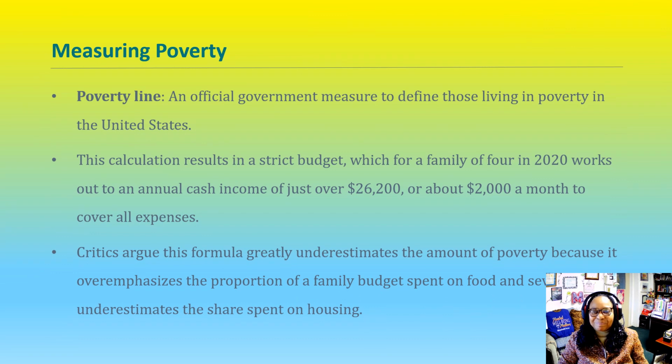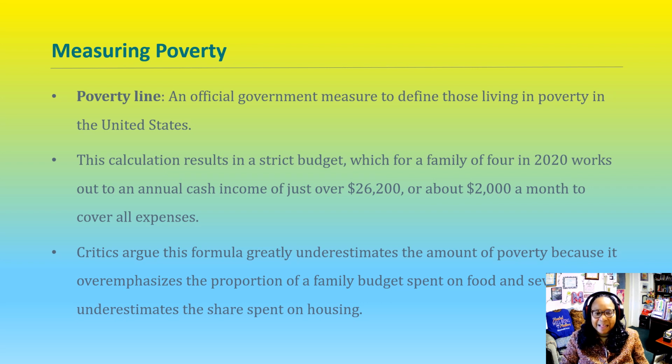Measuring poverty. There is an official government measurement used to define those living in poverty, and so we have what is called a poverty line. This calculates a budget. For example, for a family of four in 2020, the annual cash is just over $26,000, or about $2,000 a month to cover expenses.